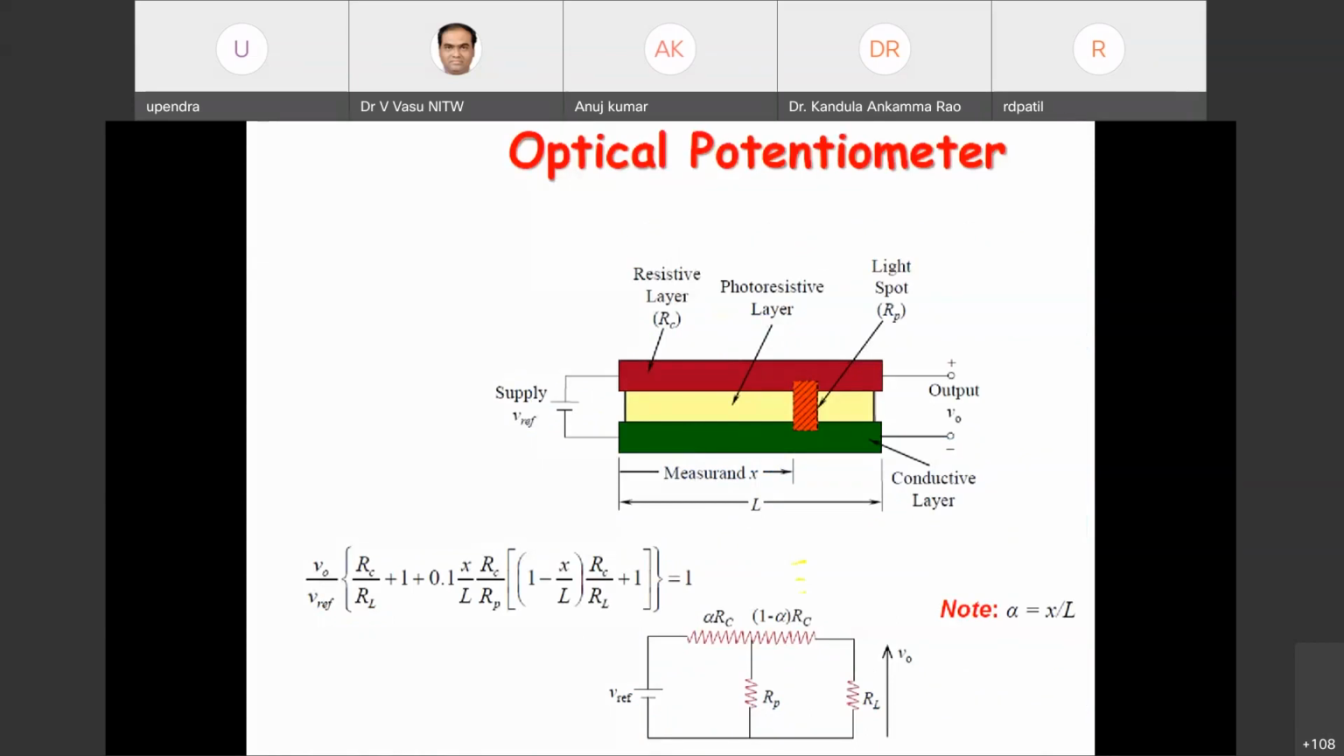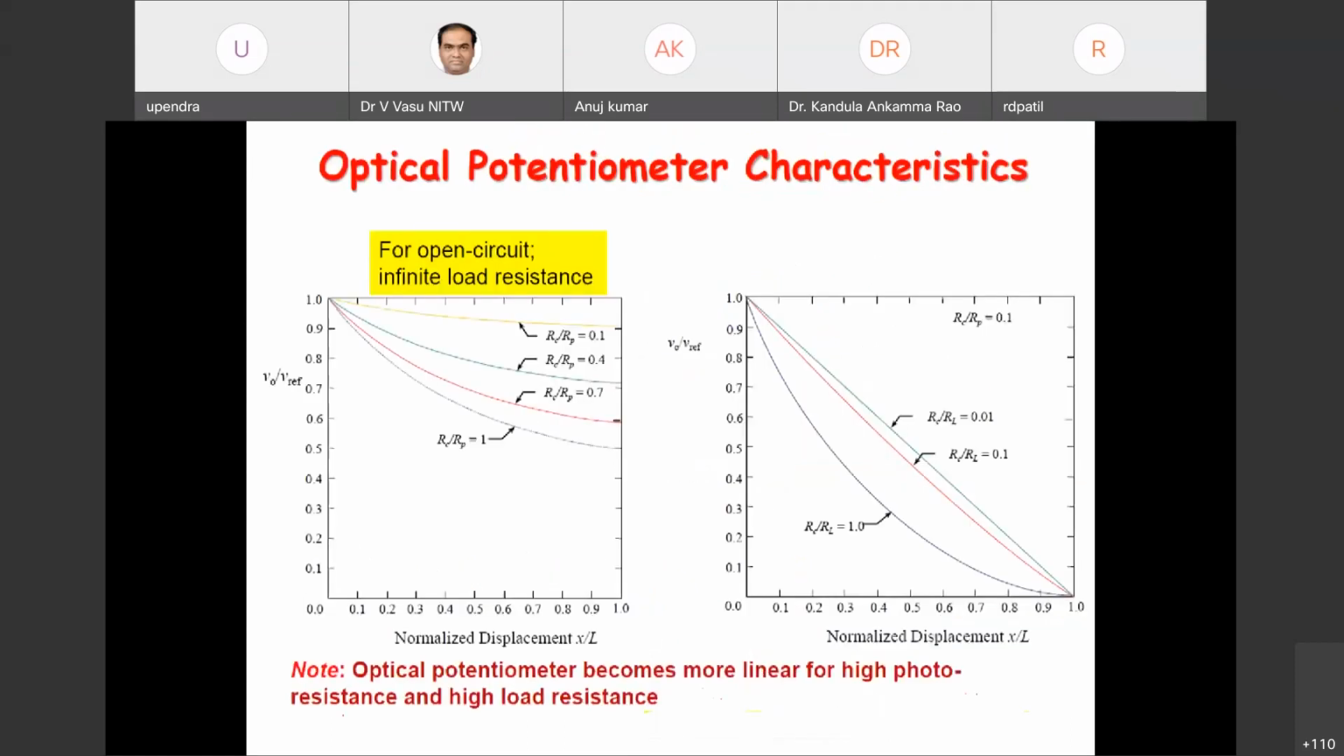To overcome that, people have developed the optical potentiometer. Here, instead of a slider, light is moved over the element. There is a photoresistor layer and a resistive layer. When the light moves over it, the resistance of the photoresistive layer changes because of the light. Because of this change in the photoresistive layer, you can calibrate the displacement.